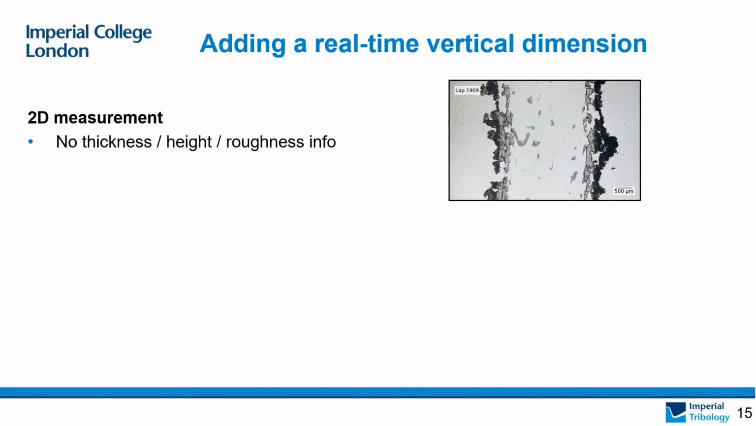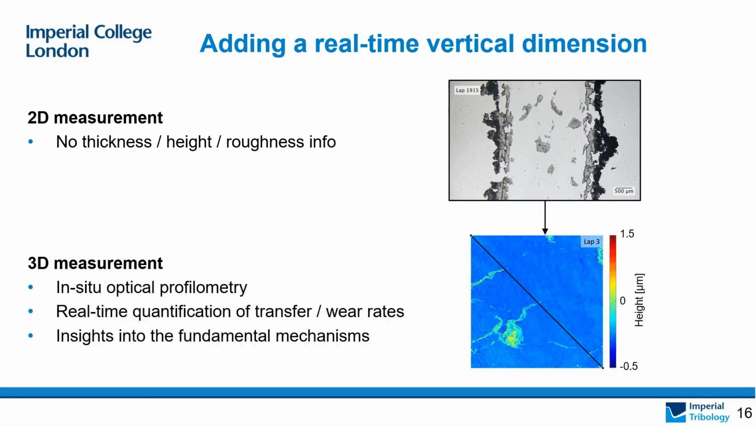For example, if you look at this wear track video, it only tells us some 2D information, so only the shape and area of the films. This means thickness, height, and roughness information are actually missing. But if we can measure the surface profile in real time, we can then quantify the instantaneous transfer or wear rates. This will give us more insights into the fundamentals of the system.